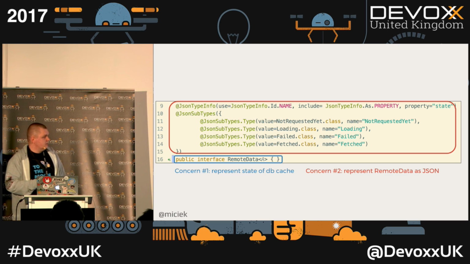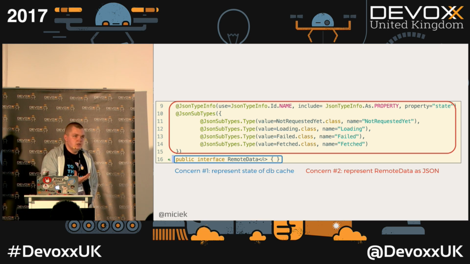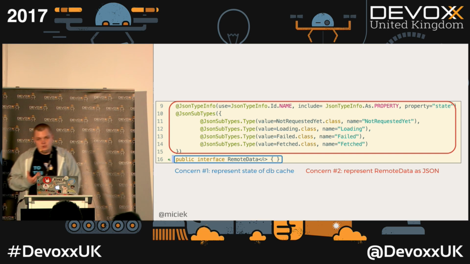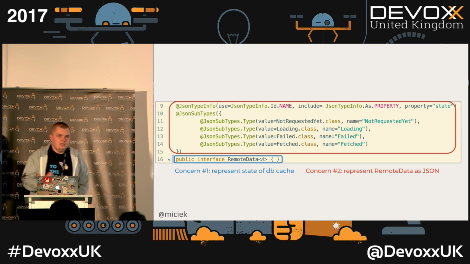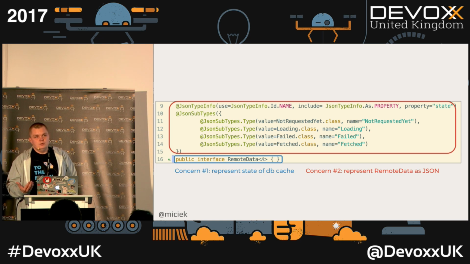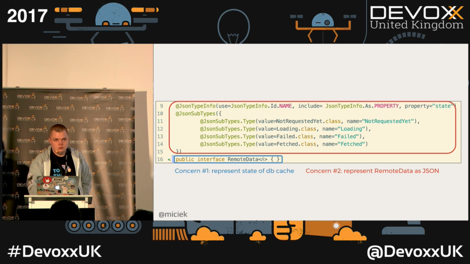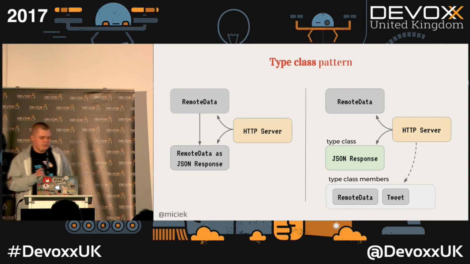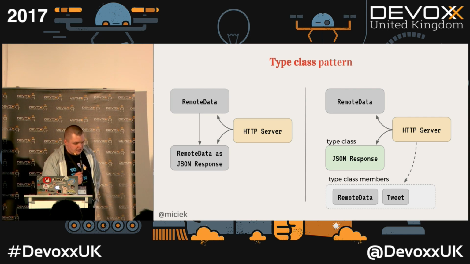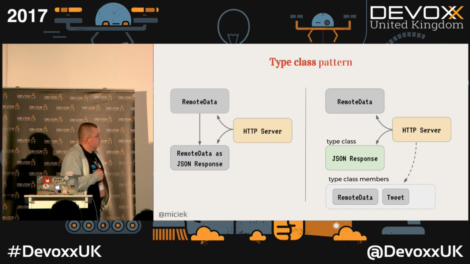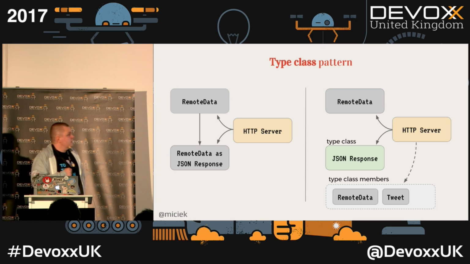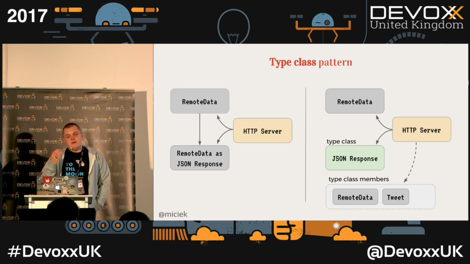Concern number one is that we want to represent the state of the database cache, right? That's why we created the remote data type. And the second concern is that we want to serialize that type into JSON so that the web application can consume it. So those are two separate concerns. We cannot deal with that in Java, unfortunately, but there is a nice pattern in functional languages called the type class pattern.